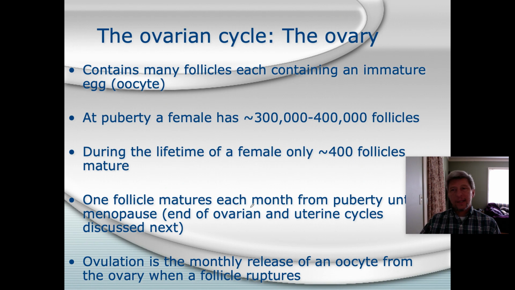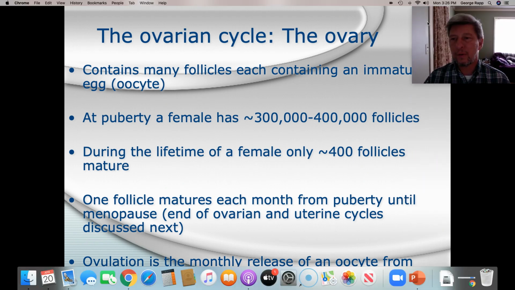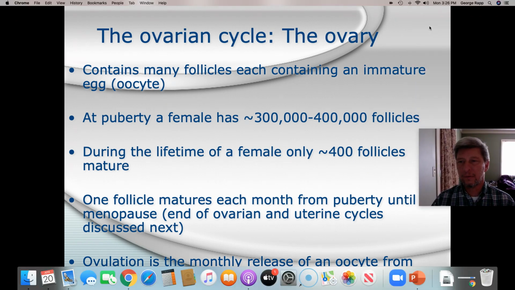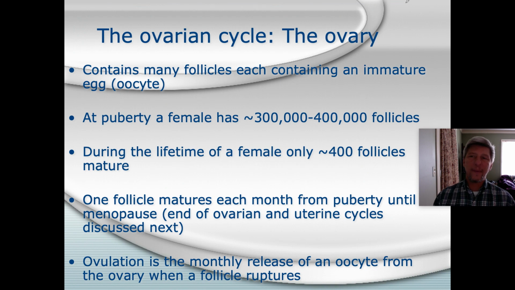Now, it's time at this point to get into the cycles. All right. And in females, we talk about the menstrual cycle, but in reality, the menstrual cycle is divided into two different cycles, the ovarian cycle and the uterine cycle. Now, we'll talk about both, but realize that they're not happening independently. They're happening in sequence with one another.